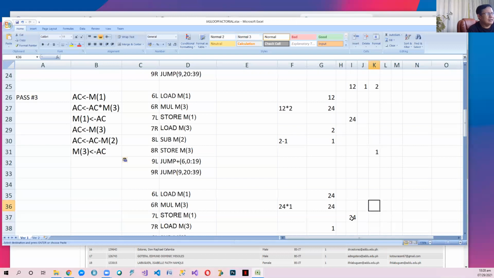Okay? Jump plus 6 to 19. What is the value of the accumulator? It's positive, so we'll repeat to pass number 4. This is now pass number 4. And obviously, we have the same set of micro instructions. We'll just copy this, the same story.